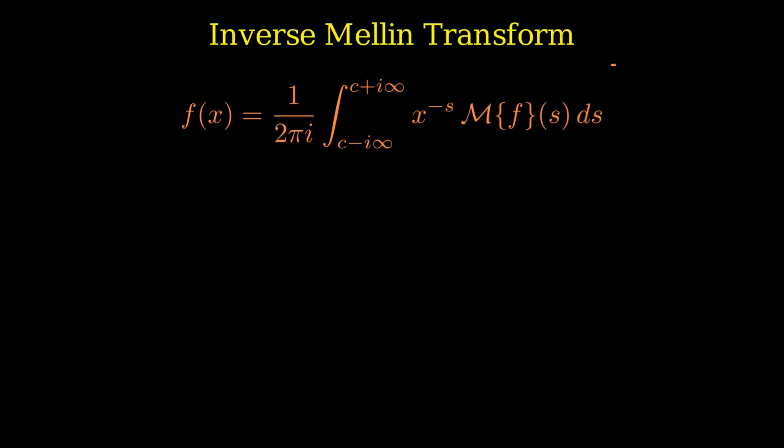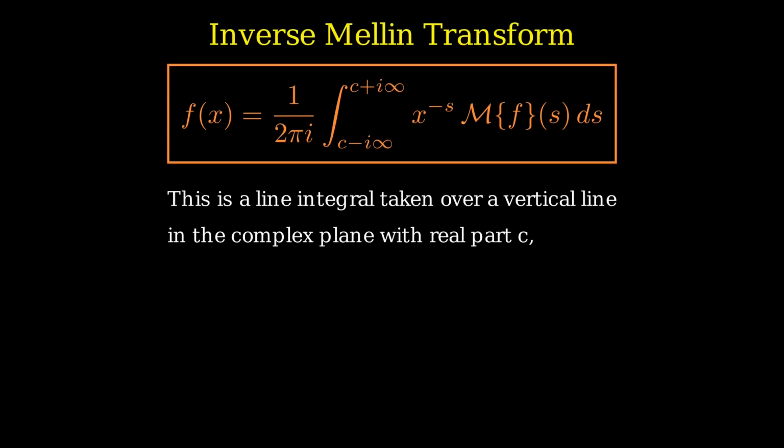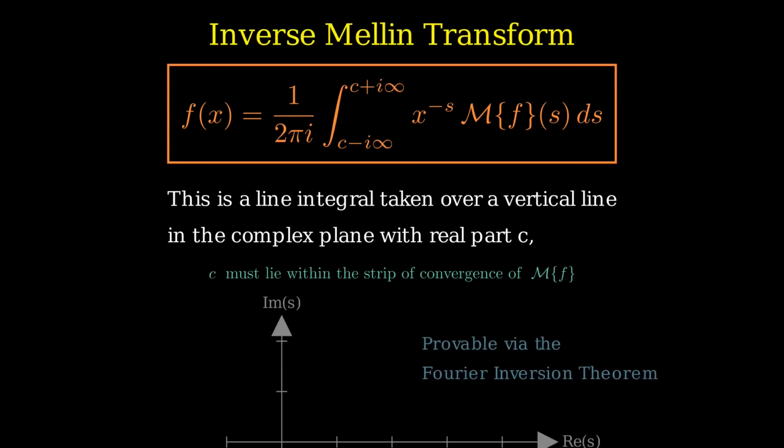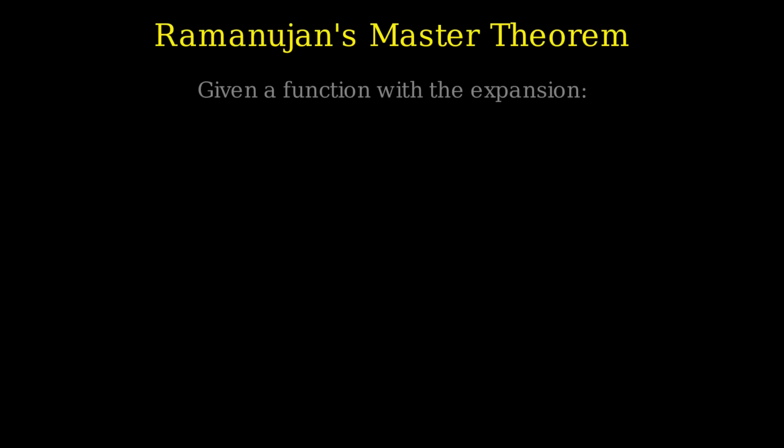Back to the Mellin transform, here would be the inverse of it. This notation implies that this is actually a line integral taken over a vertical line in the complex plane with a real component c that has to be within the strip of convergence of the Mellin transform. This equation is also provable using the Fourier inversion theorem and is very useful for some high-level integrals. But you might be asking, what's the easiest way to evaluate most Mellin transforms? Some can be evaluated directly from the definition, but others require the application of Ramanujan's master theorem, which is defined as shown.